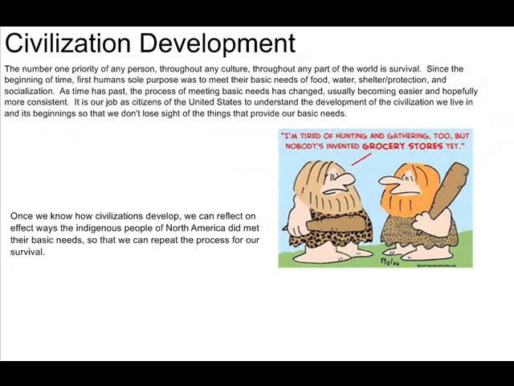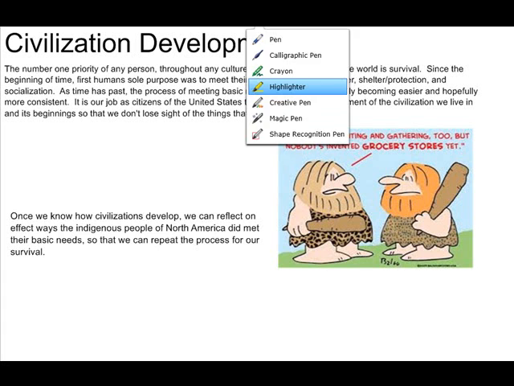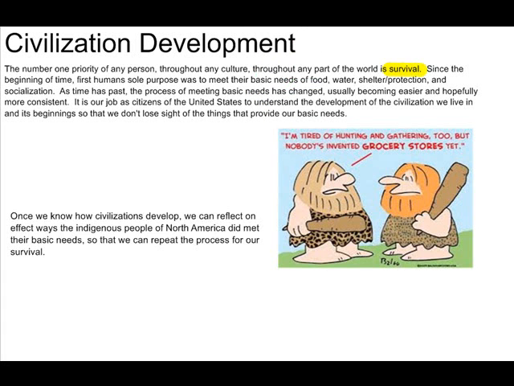And so to get into this again, civilization development is all about this idea that the number one priority of any person, throughout any culture, throughout any part of the world, is survival. And so if you're filling in your template that you should have at home from class today, survival is the thing that any person is looking to accomplish. They're trying to meet their basic needs of food, water, and protection. And to do this, they're going to do it in a variety of ways. They're going to do it in three different stages of development.